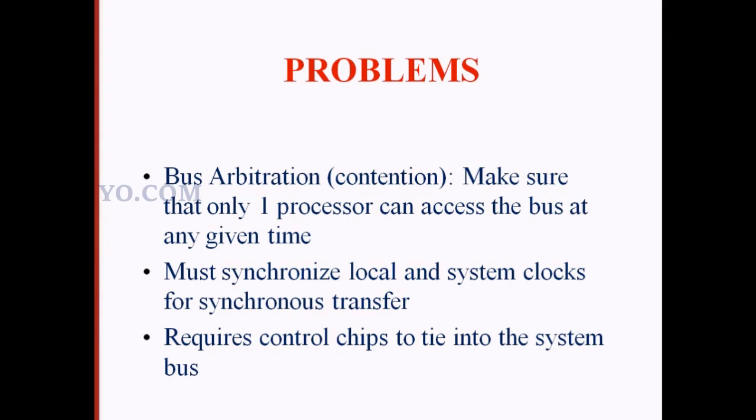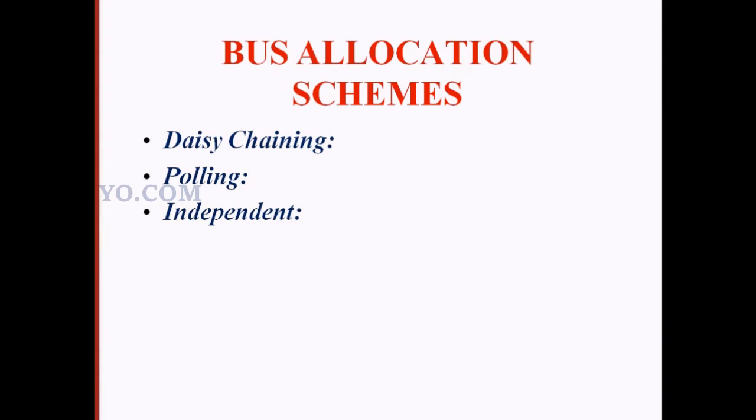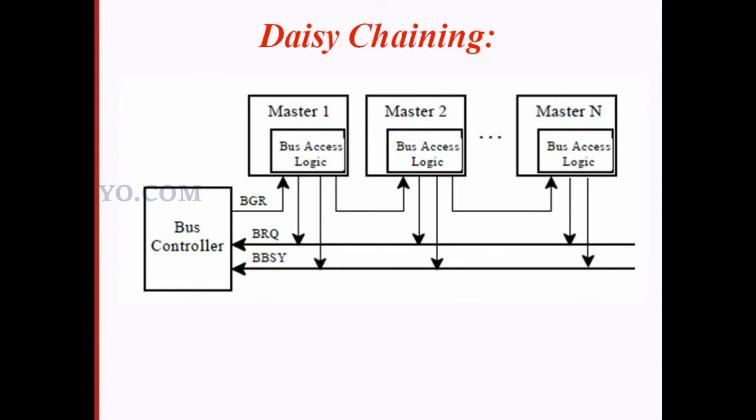To overcome these problems, we are using bus allocation schemes. The bus allocation schemes are divided into three different types. First one, daisy chaining, second one, polling, and third one, independent. First we are going to see daisy chaining. So what is daisy chaining? It is a chaining process. Here see the block diagram.